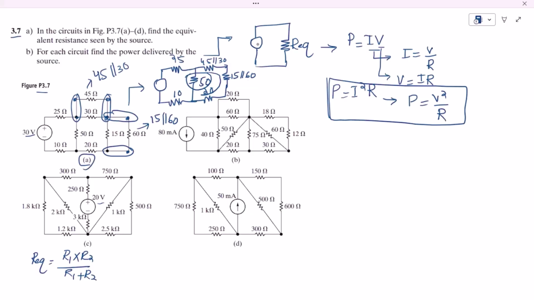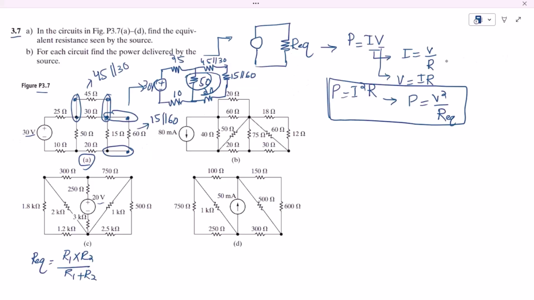After it, you will get a circuit where you will have a single voltage source of 30 volts, and P is equal to V square over R. By applying it, you will use the R equivalent that you get, and the voltage will be 30 volts, and from it you will get the power which is supplied and then consumed across this R equivalent. So this is part A.